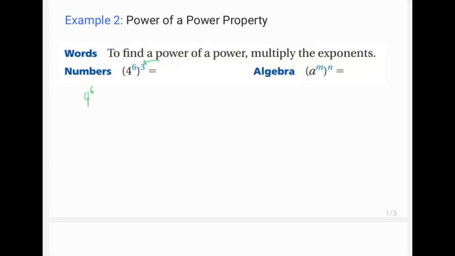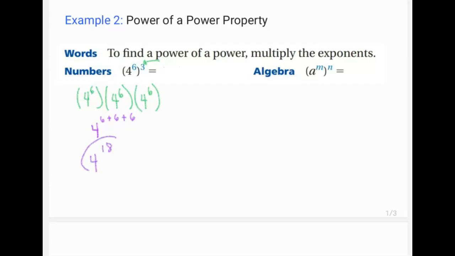So this is basically 4 to the 6th one time right here, and we have 4 to the 6th the second time, and 4 to the 6th the third time. So that's what it looks like, because that 3 on the outside tells me I'm writing my base 3 times. In this case, because they're in multiplication, we can go ahead and add our exponents. Since the bases are all 4, we have 6 plus 6 plus 6, and that gives us 4 to the 18th power.